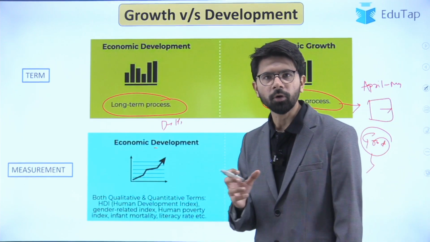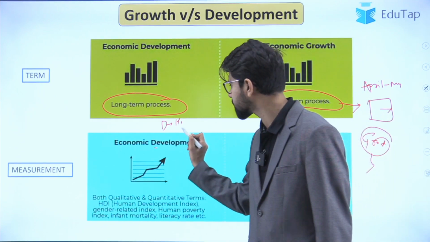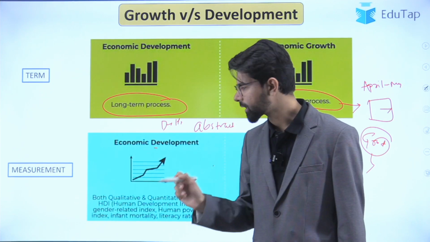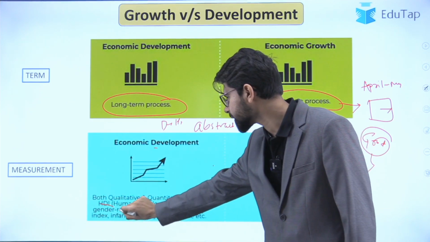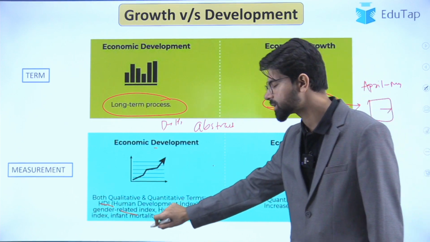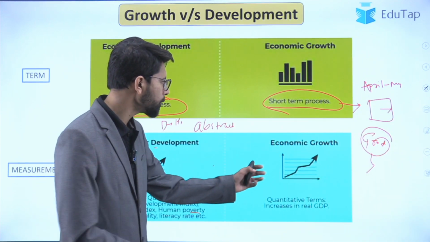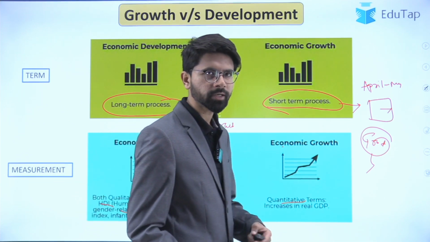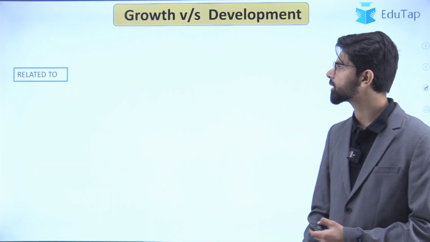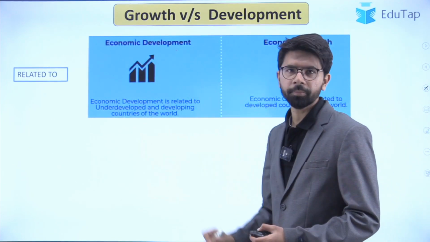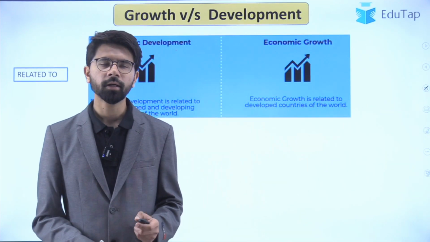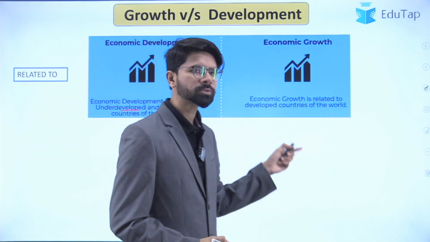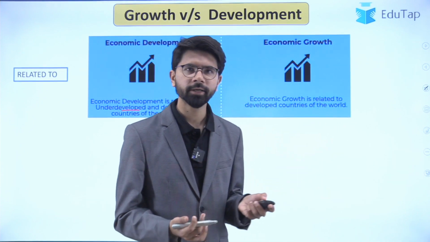But in order to quantify that vague or abstract concept, both the economists came up with the Human Development Index, the Gender Related Index, the Human Poverty Index, and all the other types of index. And how is economic growth measured? It is a quantitative term, the increase in real GDP. So these are the differences, and there are a few more. Economic development is related to underdeveloped and developing nations. Economic growth is purely related to the developed countries of the world.